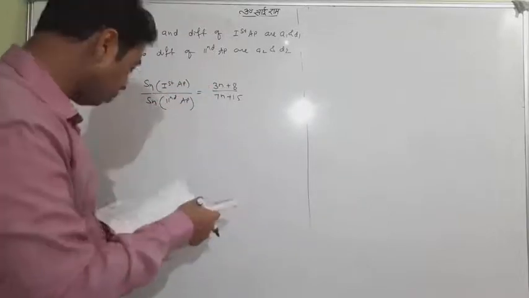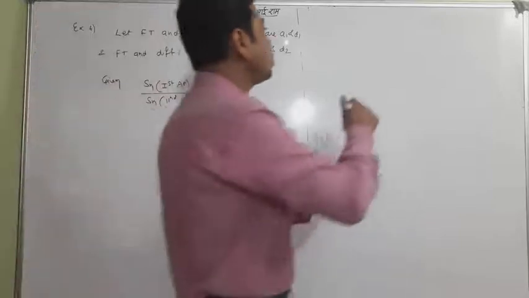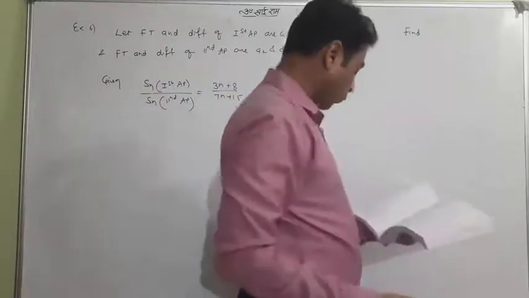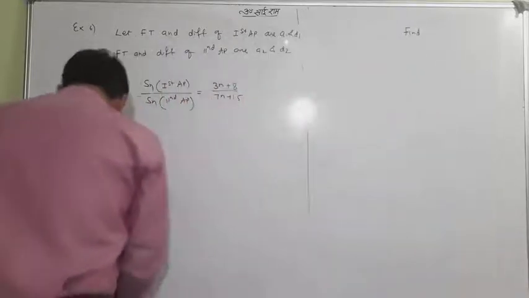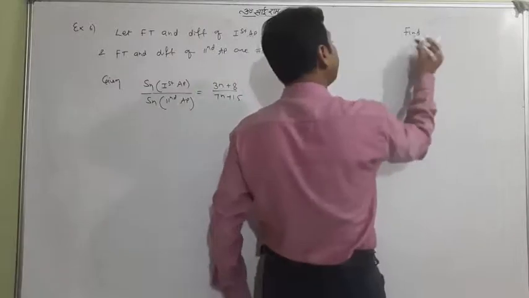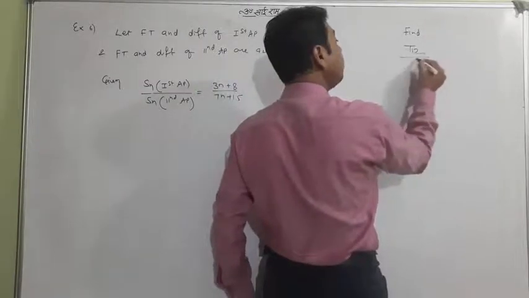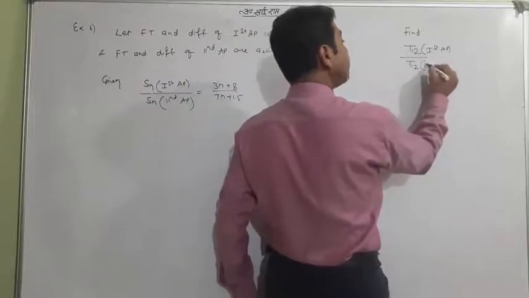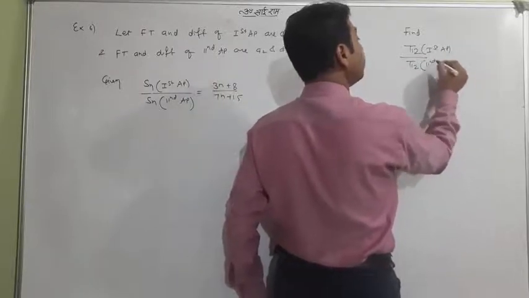And what to find out? I want to state here especially that we want to find the ratio of the 12th terms. What does it mean? We want to find the ratio of the 12th terms, meaning T12 of the first AP and T12 of the second AP. We want to find this.